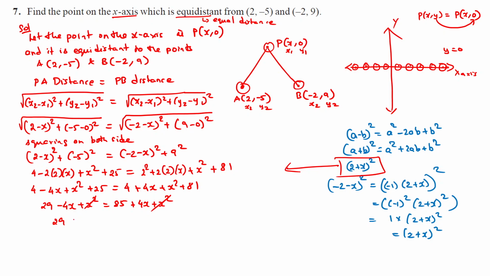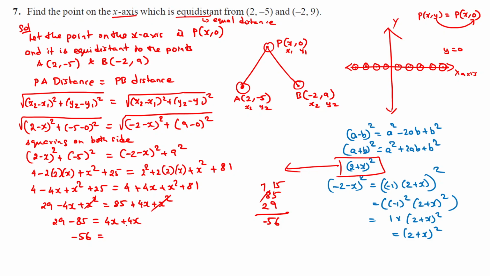If 85 comes to the left hand side, it becomes minus 85, which is equal to 4x. Minus 4x, when it comes to the right hand side, becomes plus 4x. So 29 minus 85 is minus 56. The two numbers have different signs, so we need to subtract. 85 minus 29, we need to take care, borrow. So it becomes 7, it becomes 15. 15 minus 9 is 6, 7 minus 2 is 5. But the sign of the bigger number is negative, so we put minus 56.